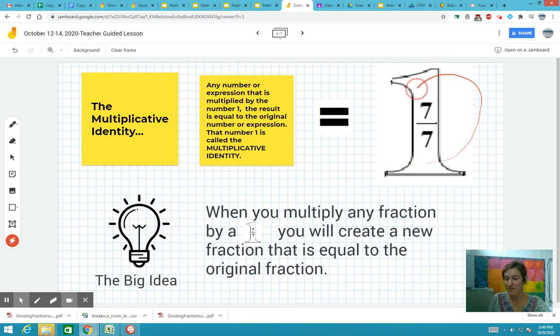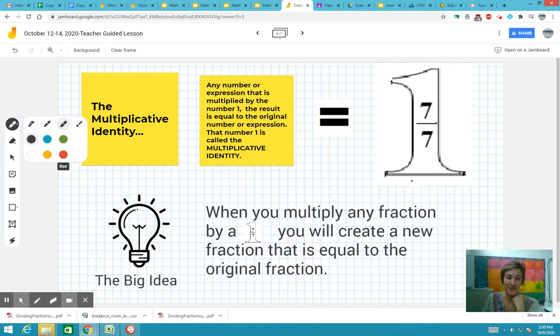Here's our giant one. To help us remember, the giant one, or the multiplicative identity, is any number or expression that is multiplied by the number 1. The result is equal to the original number or expression. That number 1 is called the multiplicative identity. Okay, down here, again, we have our big idea, which is when you multiply any fraction by the giant 1, you will create a new fraction that is equal to the original fraction.